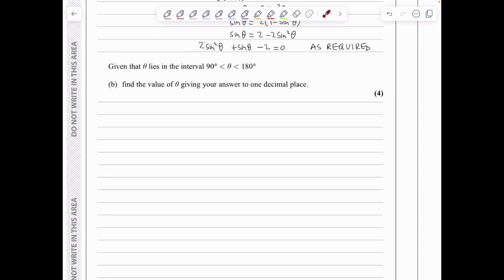We then have that theta lies in the interval of 90 to 180, and we need to find the value of theta correct to 1 decimal place. I will start by applying the quadratic formula to find values for sine theta. So it's minus b plus minus square root of b squared minus 4ac, and all of it over 2a, so 2 times 2. This gives answers for sine theta of minus 1 plus root 17 over 4, the first one, or the second one, which is minus 1 minus root 17 over 4.